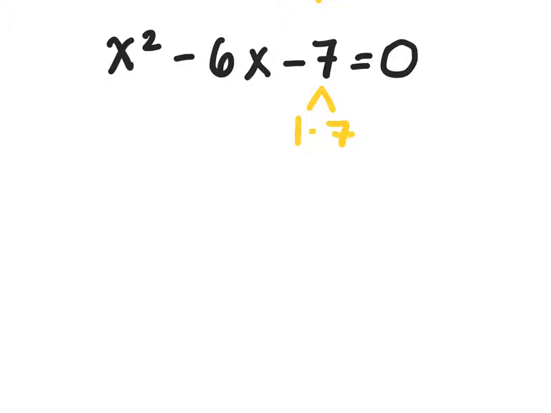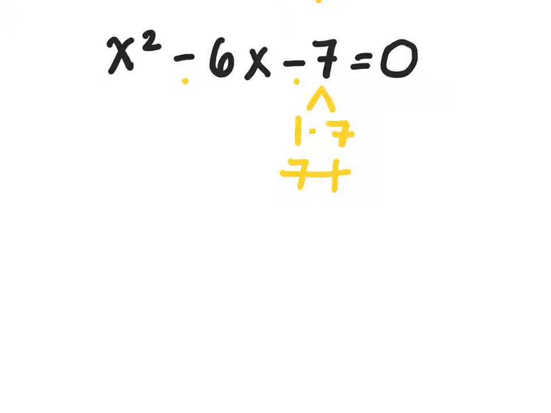So I know that 1 times 7 will give me 7. There isn't a factor with 2, nothing times 3, nothing times 4, nothing times 5, nothing times 6, and then again 7 times 1. I've repeated this, so I don't have to mention it here. So I now notice that I am adding to a negative 6 and multiplying to a negative 7.